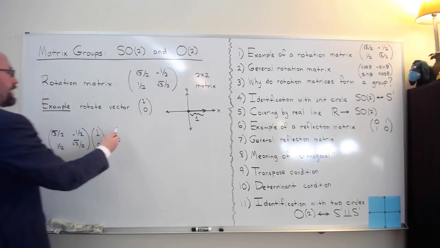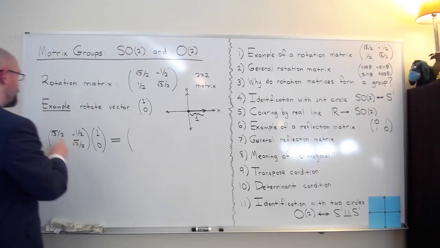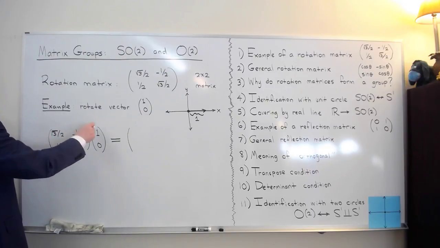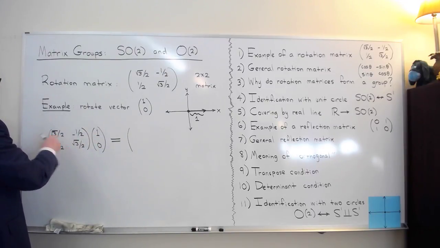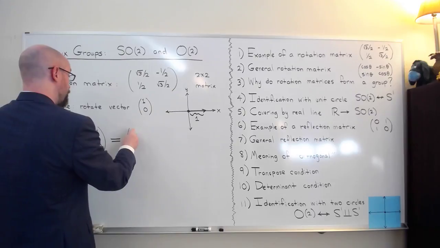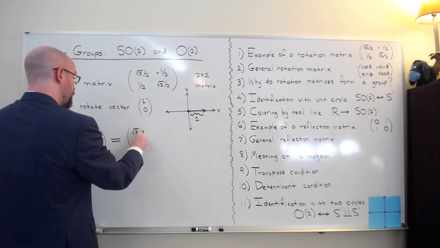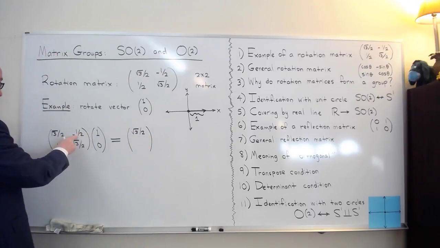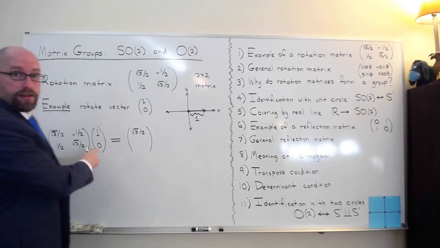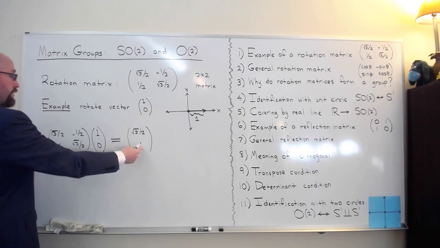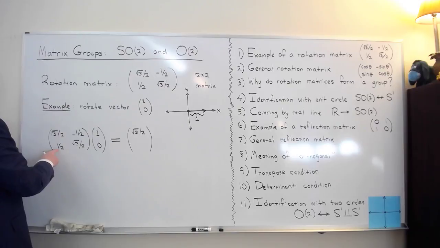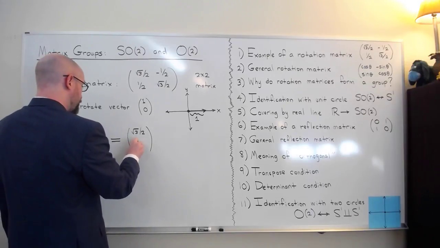So what's the first entry going to be? To get that, we take the top row here and pair it with this column. We multiply this entry by this entry, this entry by this entry, and add them together. That gives us just square root of 3 over 2, because this minus 1/2 multiplies with the 0. That doesn't make any contribution. And then we have the bottom entry, and so that gives us a 1/2 multiplied with the 1, and then square root of 3 over 2 multiplied with the 0. So that just gives us 1/2.